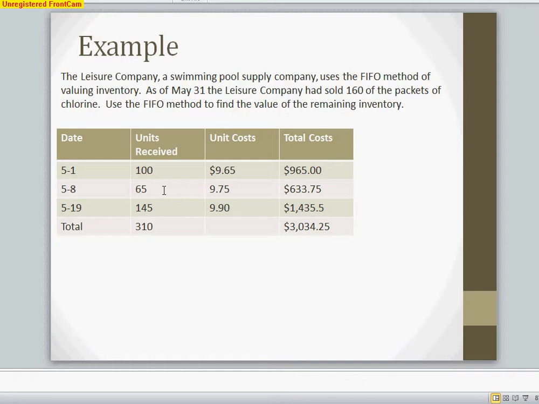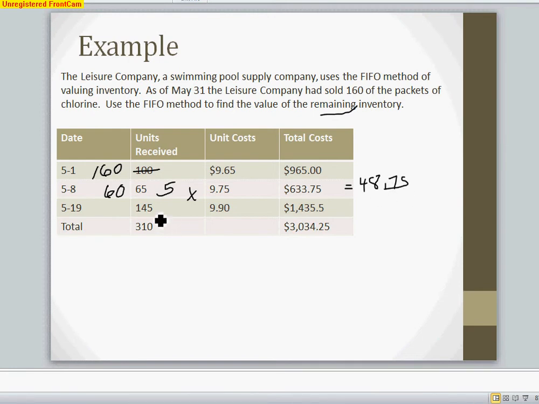Then there's the other perspective. Okay, I sold 160. What's the value of the remaining inventory? What's left in my warehouse? What's the value of that? Again, this is not from the perspective of the consumer. It's me, the business owner. These are the costs that I paid to buy this inventory to sell. Well, I sold all these 100, remember? Because I sold 160, I sold 60 of these 65, which means there are 5 left. 5 times $9.75 is $48.75.